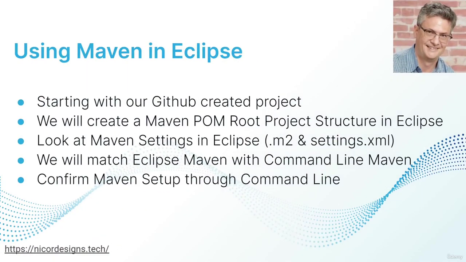We will start with our GitHub created project in Eclipse. We will then use the Maven archetype to create a POM root project. We will revisit our Maven settings in Eclipse, as well as our local settings.xml and our .m2 repo. We will then update Eclipse to use the command line Maven, or the Maven version that we have installed in our previous tutorial, and we will confirm the Maven setup and configuration through the command line.